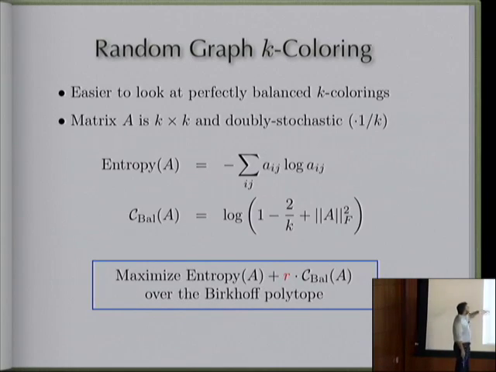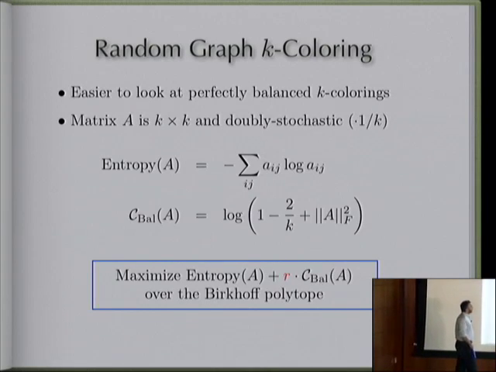So what this means is that this overlap matrix A is K by K, just the different colors. You tell me what fraction of vertices are in each color class. And it's doubly stochastic by virtue of the fact that our colorings are perfectly balanced. And when I say doubly stochastic, I mean scaled by 1 over K. So this is the overlap matrix. Its entropy is exactly what you would think. There is nothing algebraic about it.